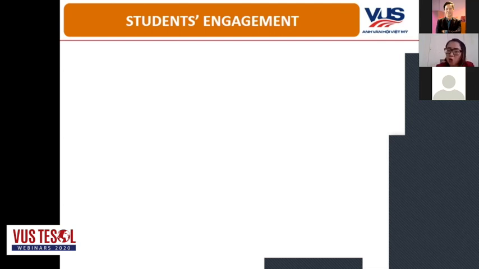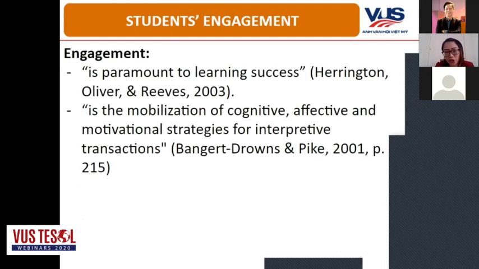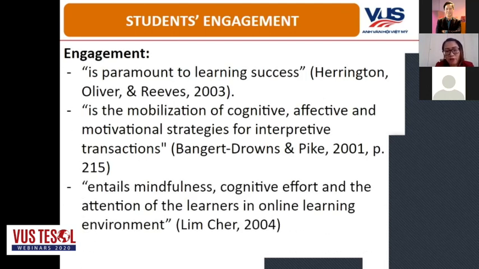But first of all, before we move on, how to put student engagement and how to help the students engage, I want you to take a look at the screen. So these are some researchers and educators whose definitions of engagement I found. And you can see that engagement is the paramount of the learning process. That means it plays the most important role in the whole learning process that the students are involved. For learning online, engagement entails mindfulness, cognitive effort, and intention. So the students have to pay more attention.